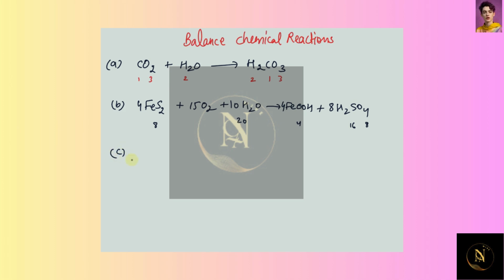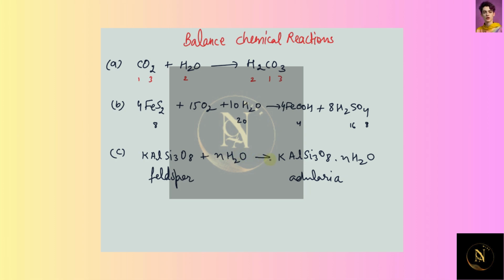Now let's look at our third reaction. In this reaction we have been told that the feldspar is converting into adularia. Now we know that feldspar gets hydrated to form adularia. So adularia is a hydrated form of feldspar. So this must be adding n moles of H2O to give this reaction in which feldspar will form adularia. This will be the balanced chemical equation.